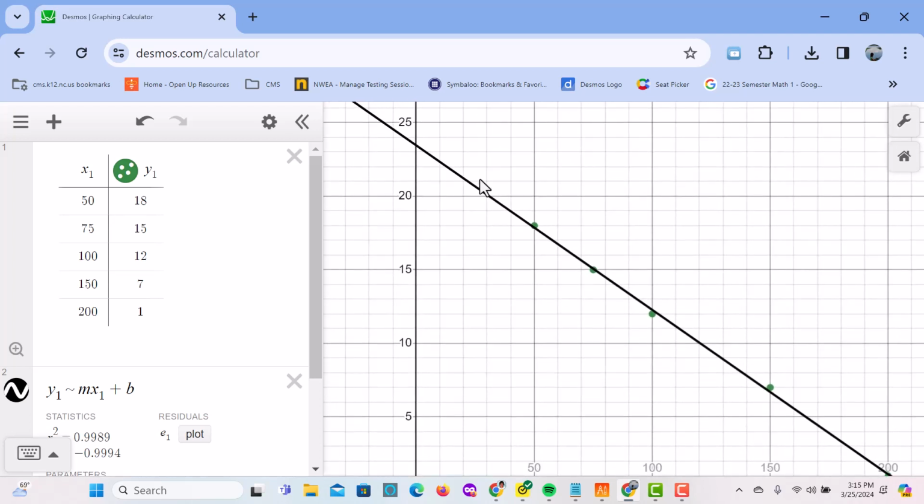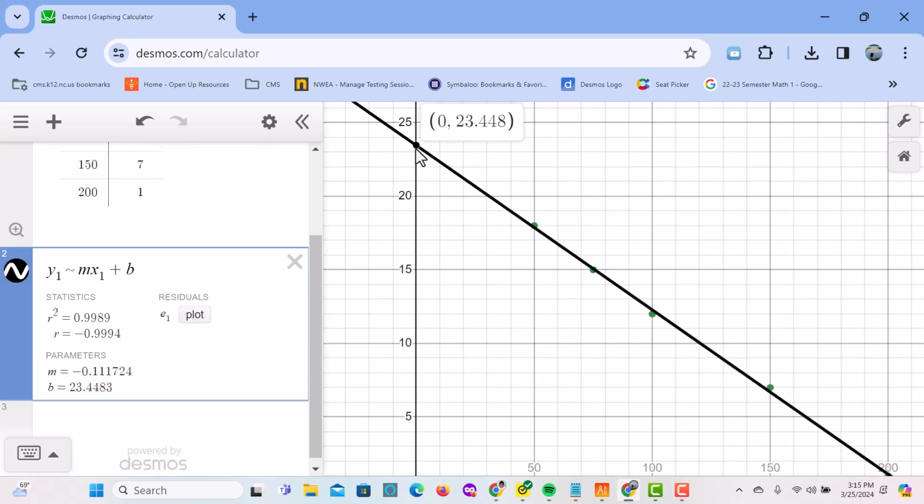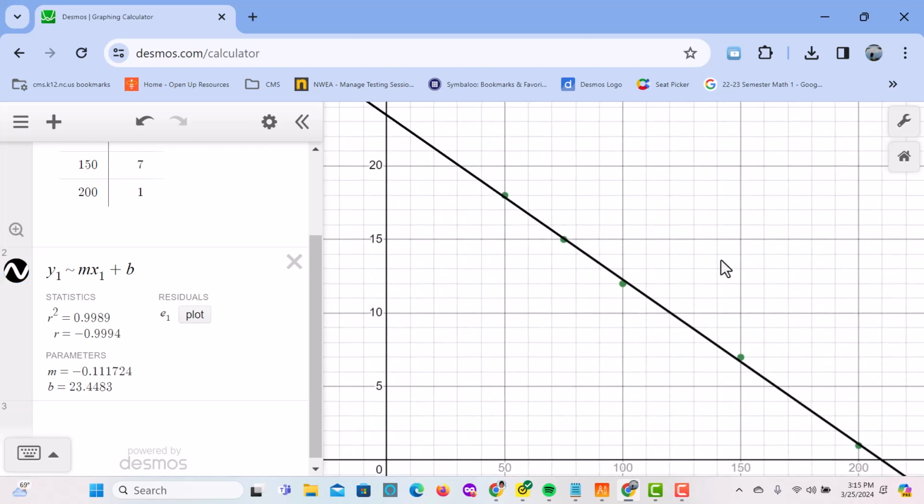I can see where it crosses the y-axis. Where x is 0, y is 23.448. So there's a lot I can see. And I can see where those points are by clicking on them. They're not exactly on the line, but they're close to the line. So I'm going to look down here to r. r is a number between -1 and +1. So you can see this is negative 0.9994. So it's going to be a negative slope, and it is, though those dots are not perfect.